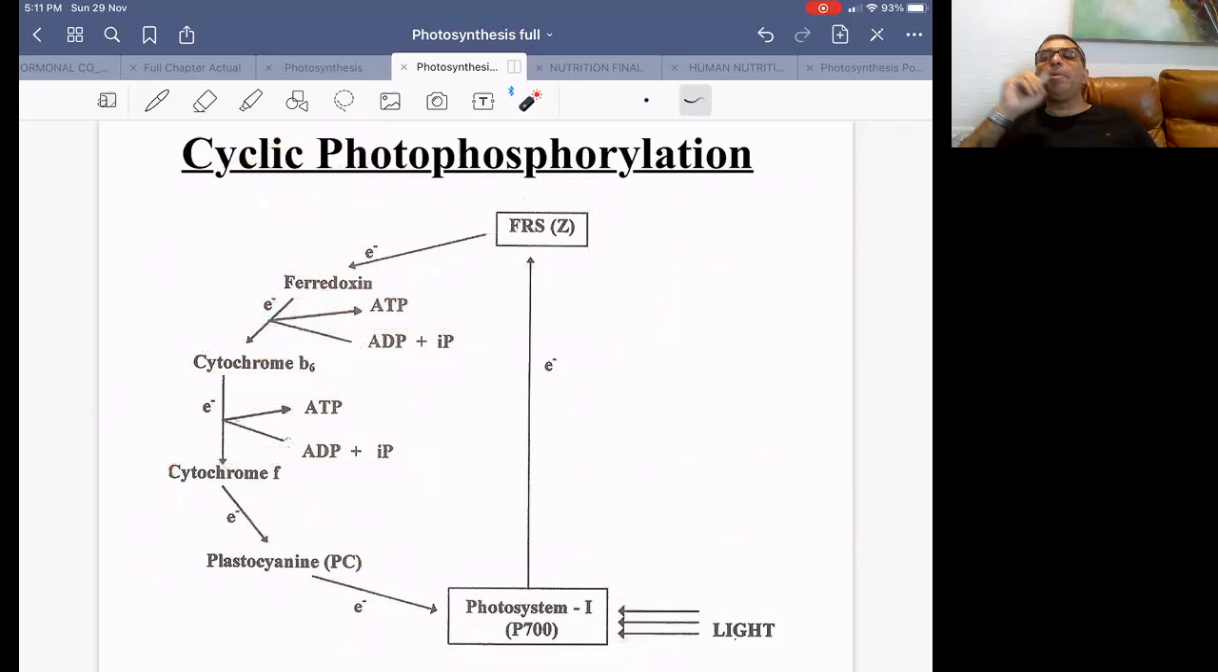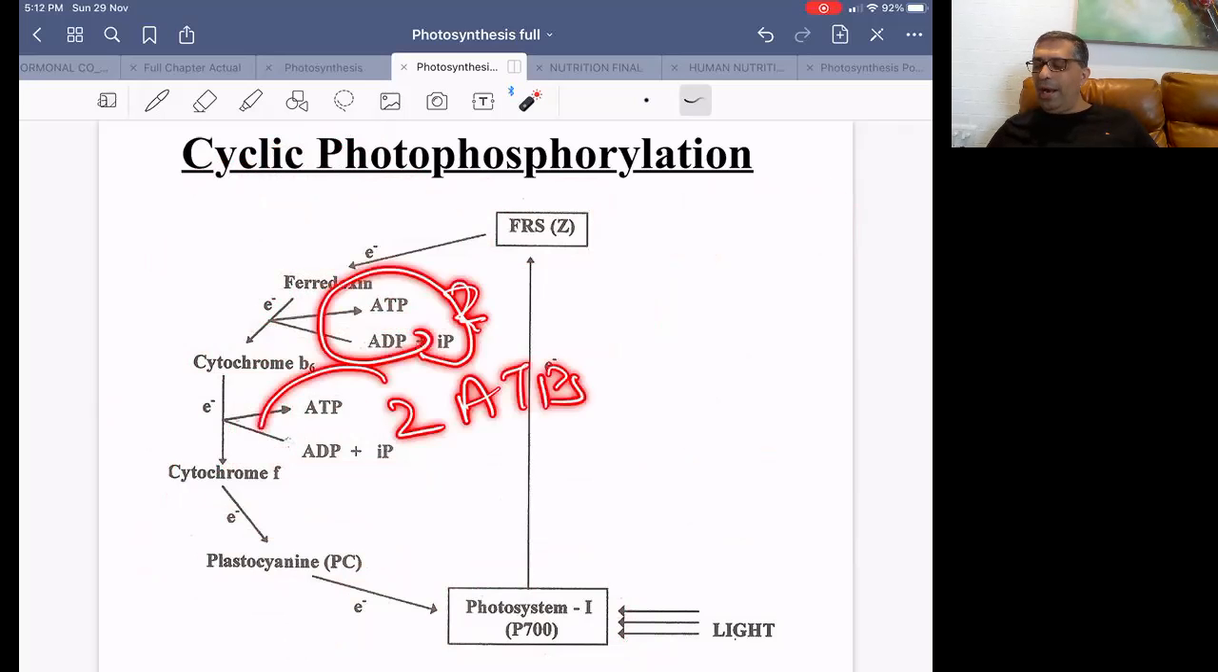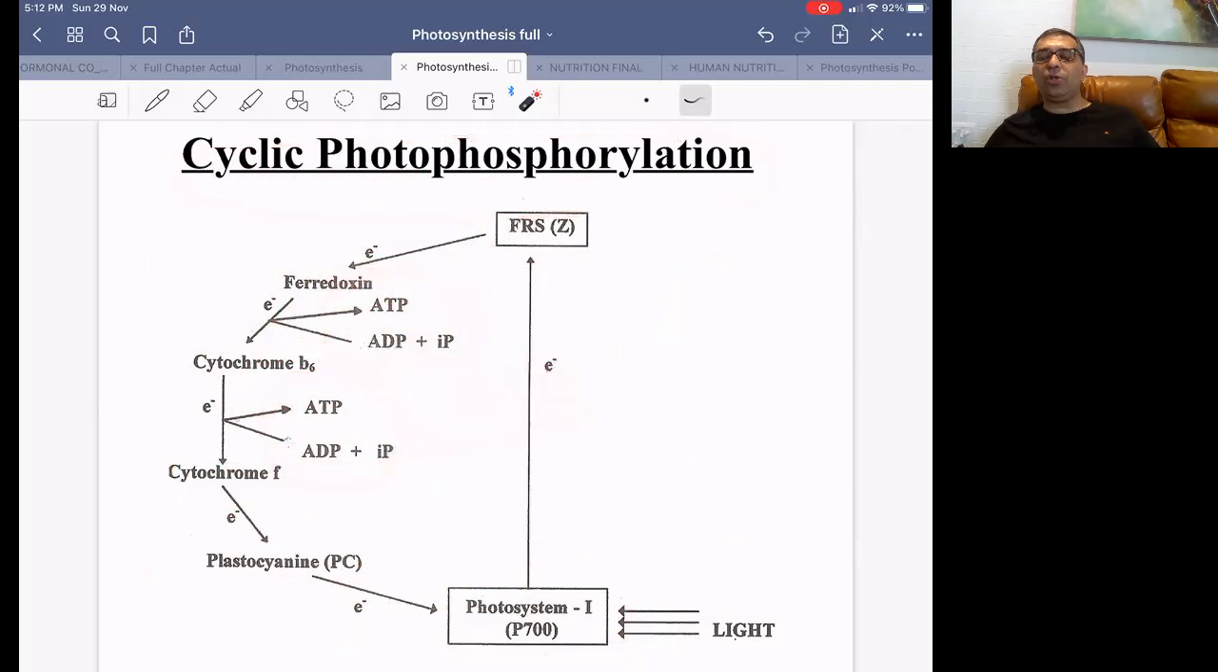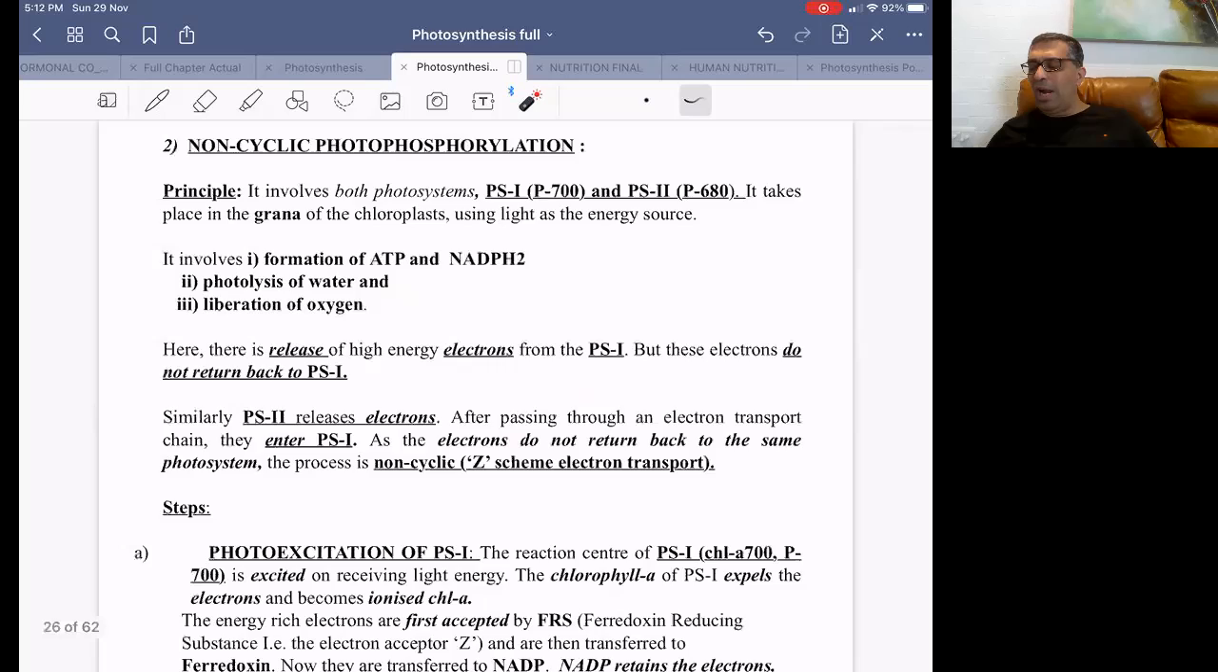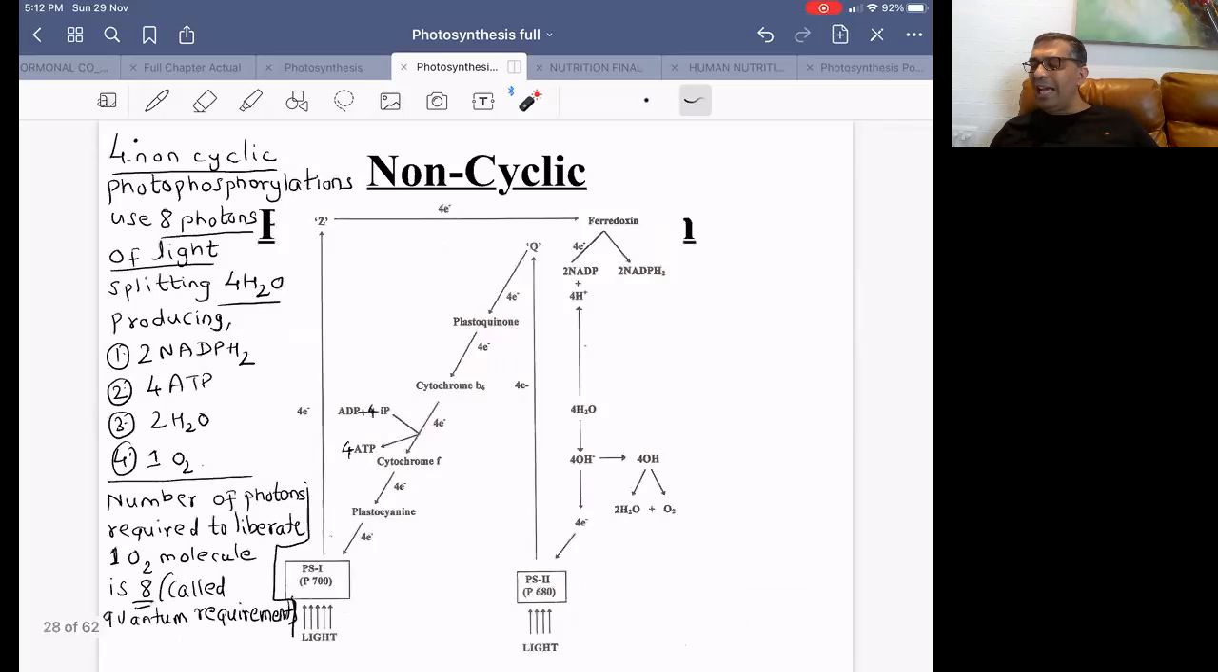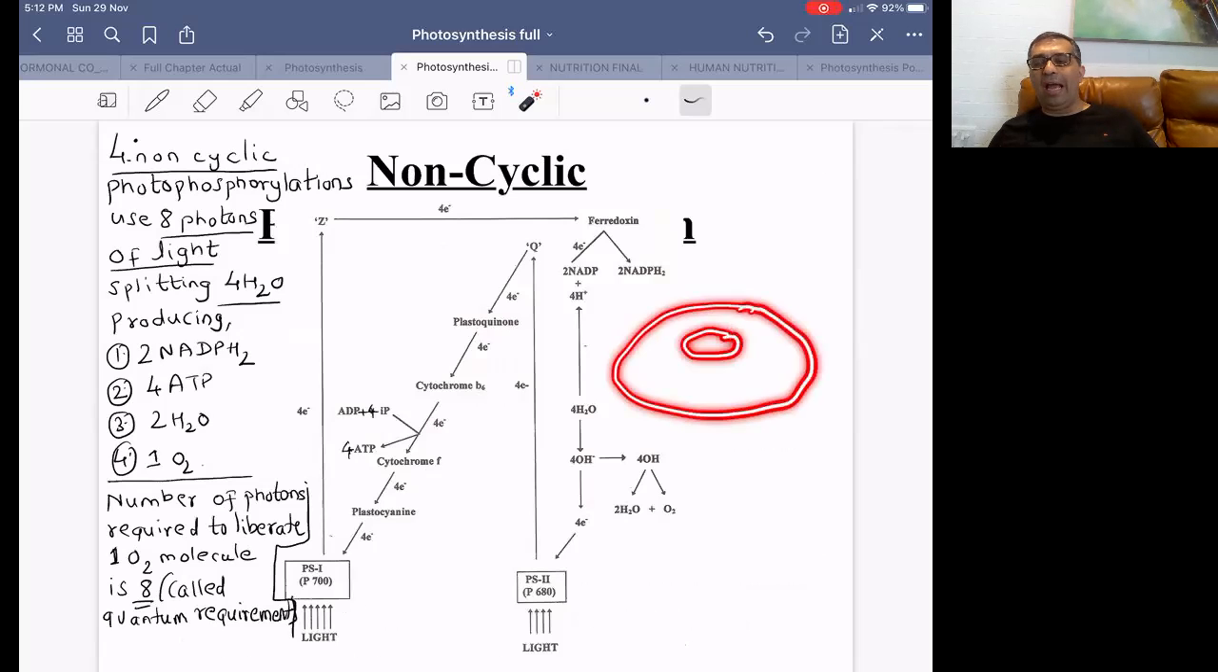तो दो ATP बन जाते हैं. And what is this process of 2 ATP formation called as? 2 ATP formation is called as cyclic photophosphorylation. Then we have non-cyclic photophosphorylation. Non-cyclic photophosphorylation will take place inside the thylakoid again.